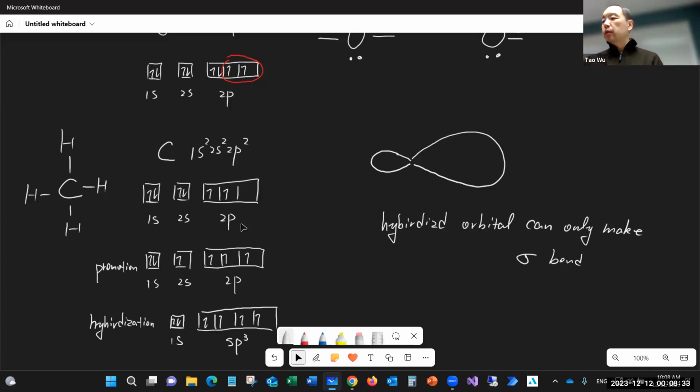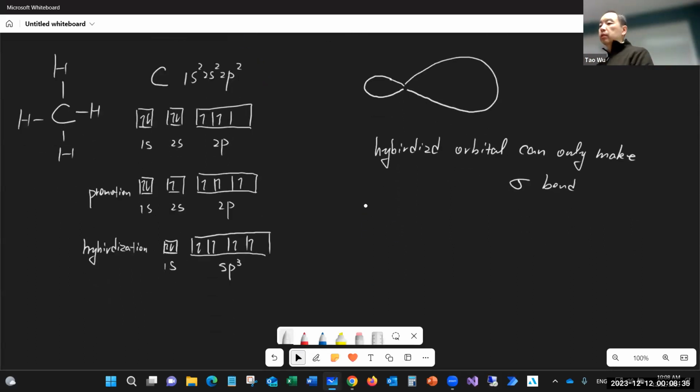So in this case, this atom has four of those hybridized orbitals, and they can only make four sigma bonds. Here you see methane has four single bonds, and each of those is sigma. So this is one type of hybridization we call sp3 hybridization. Are you clear? Okay.